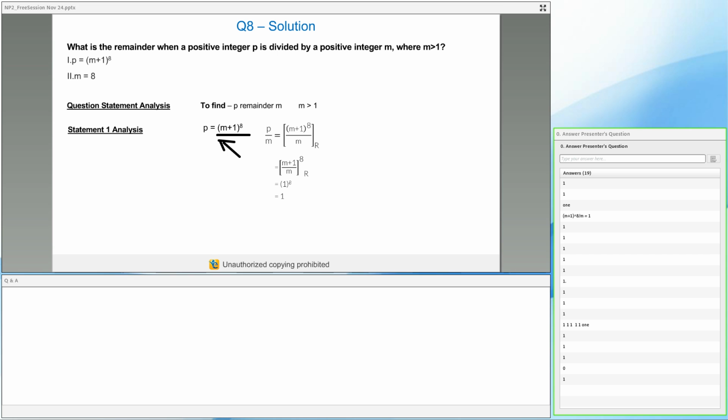I taught you that, right? Indeed, what did we do? We separately calculated the remainder of 31 and 47, right? In this case also we are going to do the same thing. We are going to split this. We are going to find out the remainder when m is divided by m.